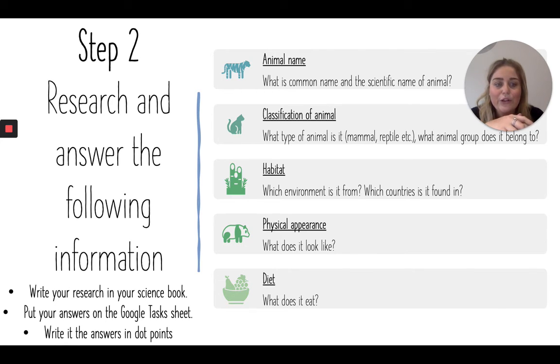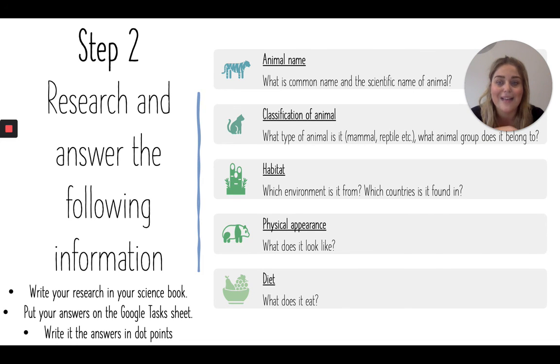So what you can do in your book, you can put the title of each of these questions into your book and answer it that way. I have also created a Google task sheet for you to put your dot point answers in. These don't have to be in full sentences. This is for you for your research. So I would like to see your answers, but they don't need to be in full sentences.